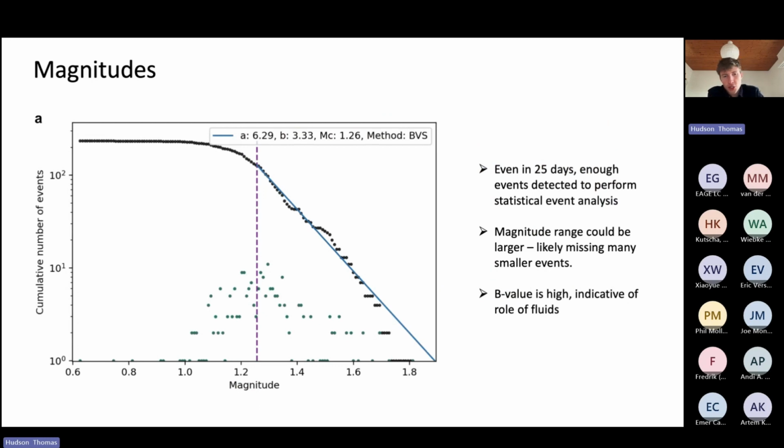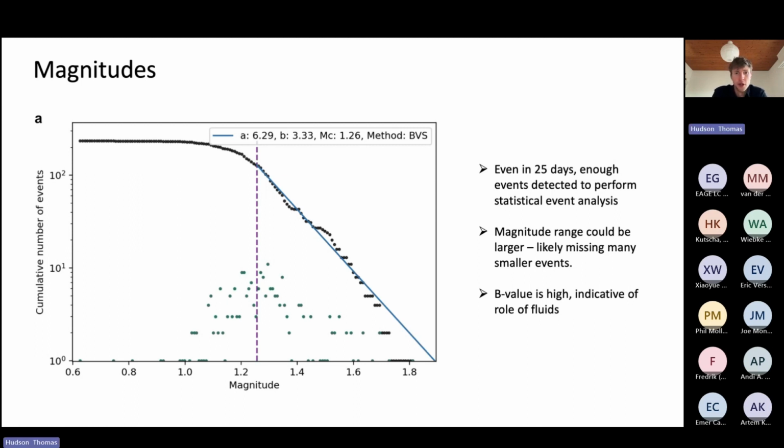We can also calculate magnitudes. I don't really want to take too much from this slide, other than we can calculate the size of these events using the nodes. This is a plot of cumulative number of events versus moment magnitude, and we can simply calculate moment magnitudes pretty robustly for this data set. The only other takeaway from this slide is that we see b-values, the gradient of this line, greater than 1.